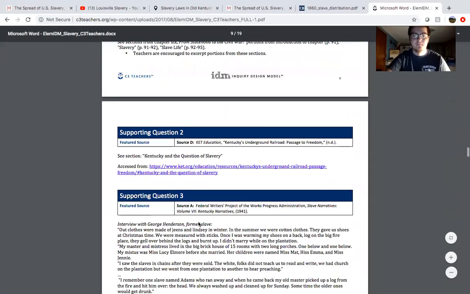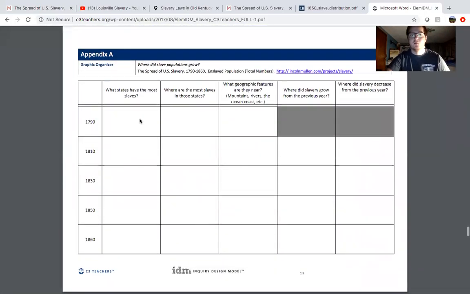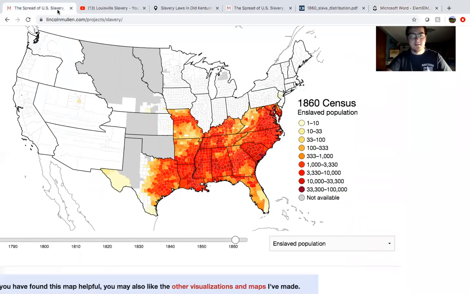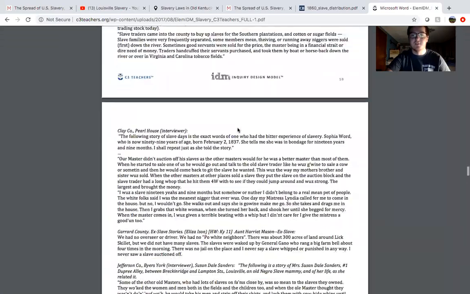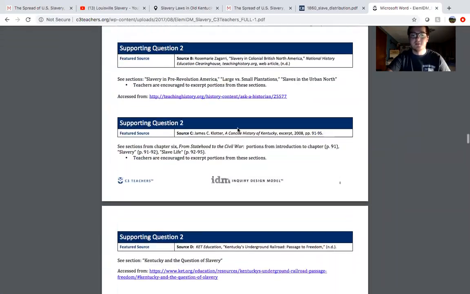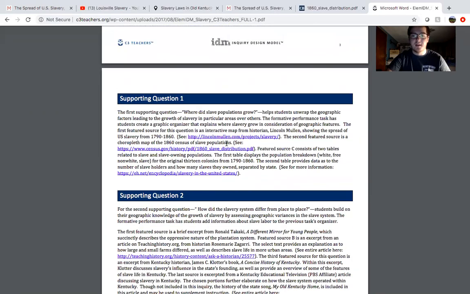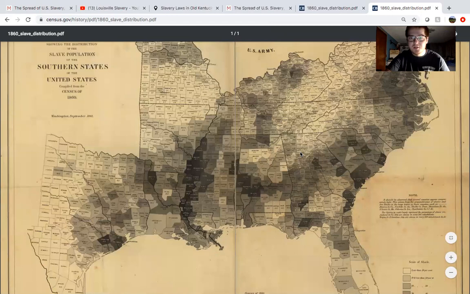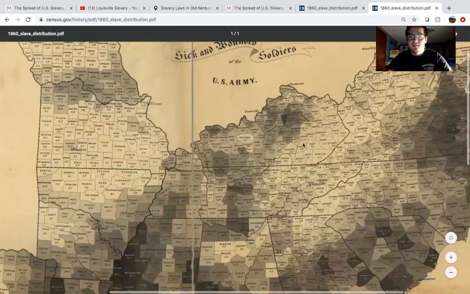Our formative performance task: what states had the most slaves. So this is where we're going to bring in another primary source. So we've looked at that one source. You can use it to help answer some of those questions. But now we're going to be looking at an 1860 census population. So we just have Kentucky right here and West Virginia. I'll zoom this in so we can see it.